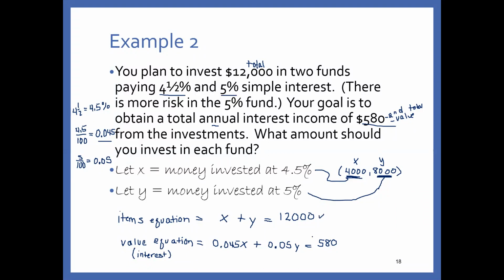And then I can see that 4,000 plus 8,000 does equal 12,000. So it checks in this first equation. I could also plug in x and y in the second equation, and since there was no rounding at all, if I take 0.045 times 4,000 plus 0.05 times 8,000, that adds up to be exactly $580. And so that equation also checks.